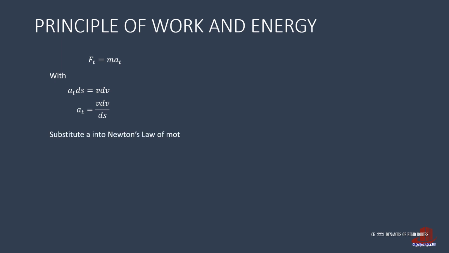We substitute this into Newton's equation and have tangential force times ds equal to mass times v dv. Take out the d's in the equation by integration to have the tangential force times displacement s equal to m times the square of velocity over 2. We can write this as F times s equal to half of m v squared.